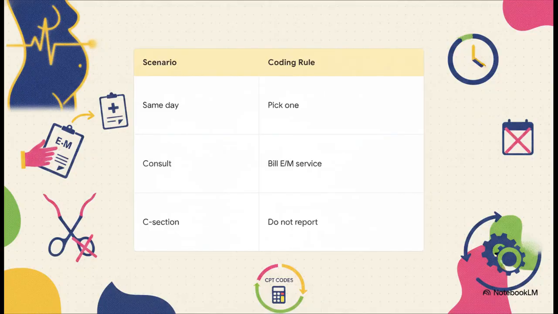The AMA has some very explicit rules for handling these consults and exceptions. For instance, you absolutely cannot code initial and subsequent day services on the same date. You gotta pick one. If a provider consults but doesn't actually assume care, they need to stick to standard E&M codes. And this is a big one. If a patient presents for a planned C-section with 0 symptoms of labor, do not use these codes at all. Remember, these are for active labor, not pre-op check-ins.